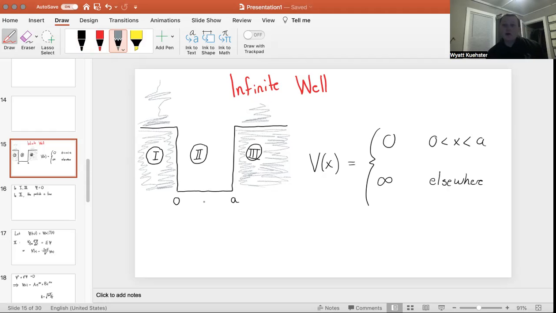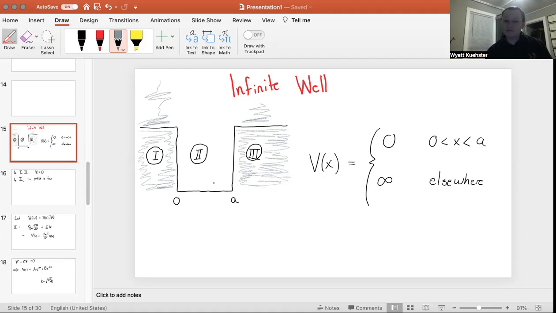It's basically a particle that's being held in a box of length A by an infinite force. So the walls of the box are infinitely high, an infinitely high potential wall that holds this particle in the box. And the potential inside the box is constant, so the particle is free inside the box, and we might as well make it zero if it's constant. So that's the infinite potential well.